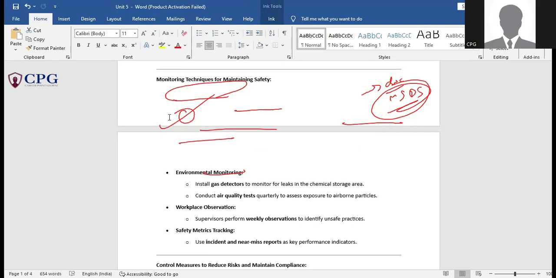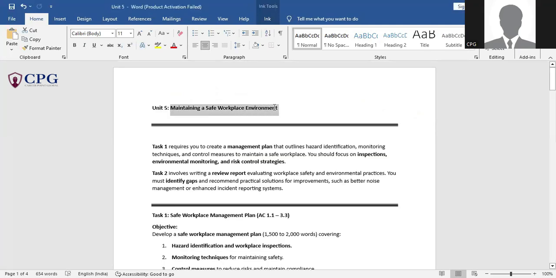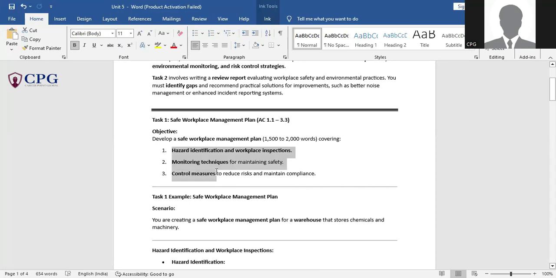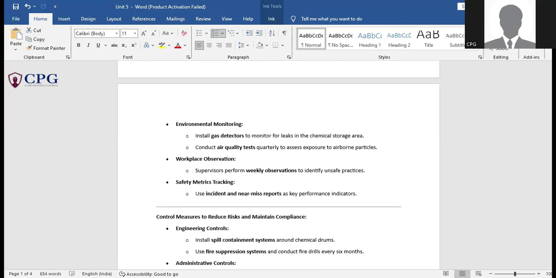Once you identify the hazards, what we are doing is a basic, simple thing: we are making a safe work environment so that the workplace you are working in is safe to work. Now you have to create a management plan for that. In the management plan, first identify the hazards, then monitoring techniques, and then control measures to mitigate those hazards. How have you identified the hazards? By using various techniques like documents, MSDS, or inspection reports, etc.